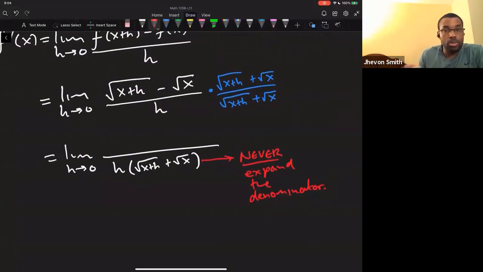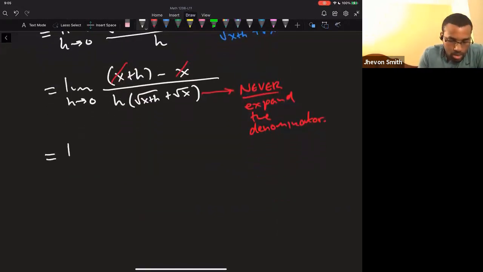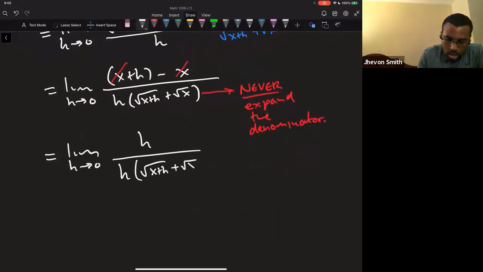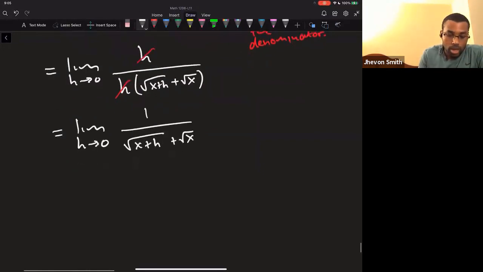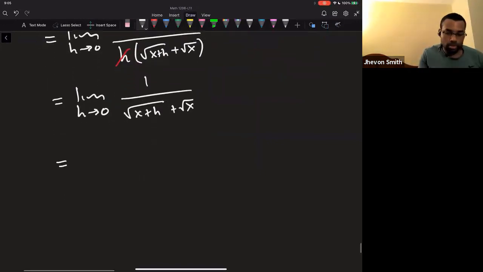In the numerator, though, it's now the difference of squares. I'm going to get x plus h minus x, and these guys are going to die. So here I have h over h times radical of x plus h. H's cancel. So now I have the limit as h approaches 0 of 1 over radical x plus h plus radical x. At this point, I can plug in h equals 0 without issue, as long as my x itself is not 0.